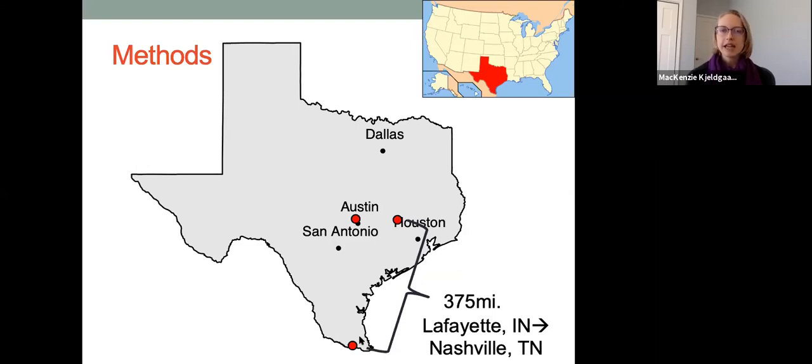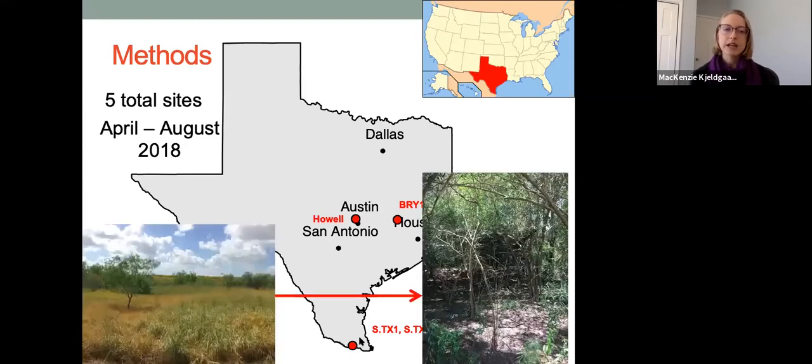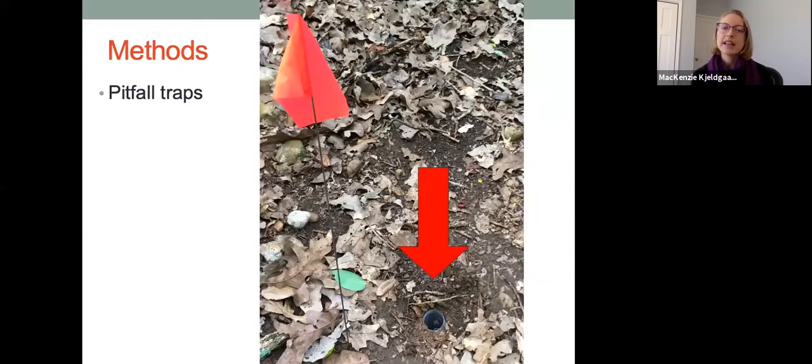Within each location, I tried to divide those into multiple subsites, so I ended up with 5 total sites. As I said, I sampled there every month from April to August in 2018. Habitats ranged from a very grassy habitat to more of a forested habitat. I laid out pitfall traps as one measure of ant abundance. You can see an example of that here. It's laid flush with the ground, and I laid those out for 24 hours.